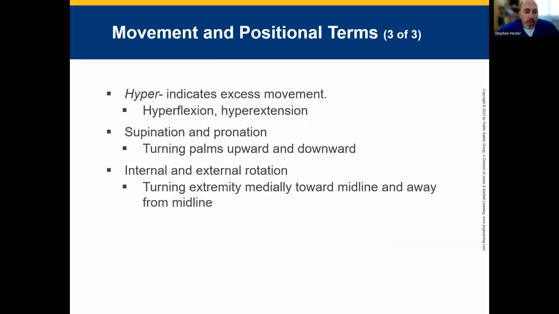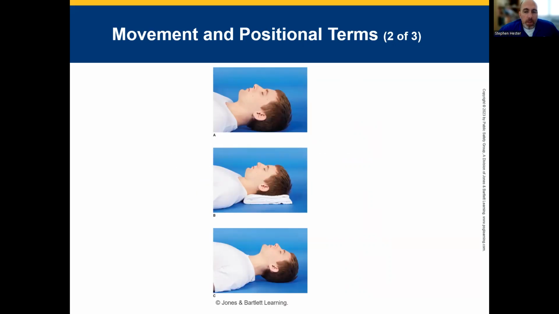All right, there is the sniffing position: the neutral position in A, the flexed position in B, and then the extended position in C. So neutral; flexed, the chin is a little bit closer to the chest; and the extended position in C, the chin is away from the chest.